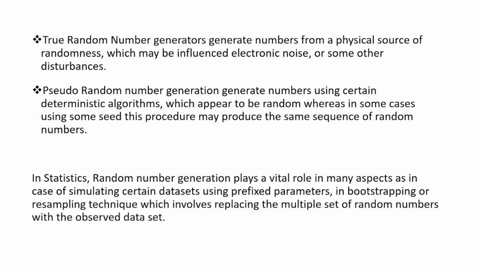In statistics, random number generation plays a vital role in many aspects, as in the case of simulating certain datasets using prefixed parameters, and in bootstrapping or resampling techniques, which involve replacing the multiple sets of random numbers with the observed dataset.